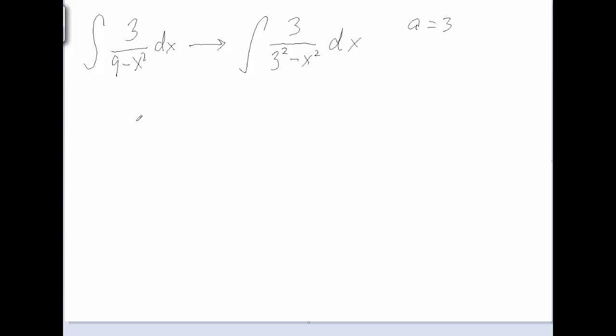The integral is going to be 1/2 ln of the absolute value of (x plus a) over (x minus a), plus c. And that's a simple way to do it, looking at our table of integrals. It's simply a matter of looking at the form of the integral you have and seeing if it matches up with anything in the table.